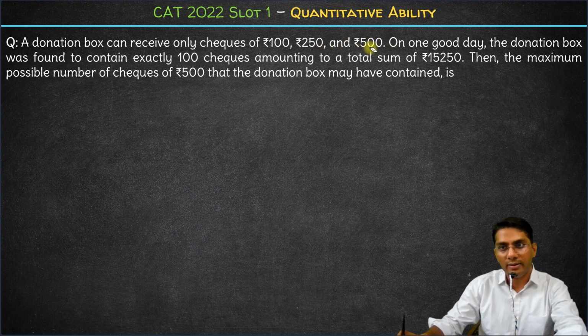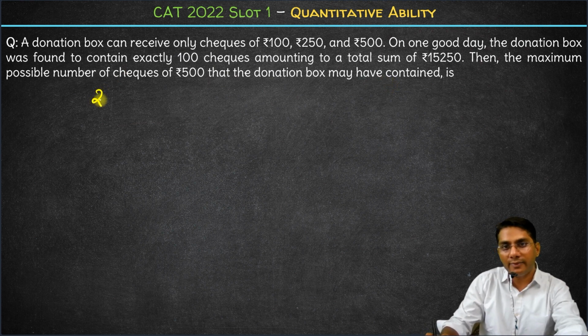A donation box can receive only checks of 100, 250 and 500 rupees. These are the only amounts of checks that can be deposited. On one good day, the donation box was found to contain exactly 100 checks. So total checks are 100 and the total amount of these checks is 15,250. Then the maximum possible number of 500 rupee checks in the donation box could have been how many?